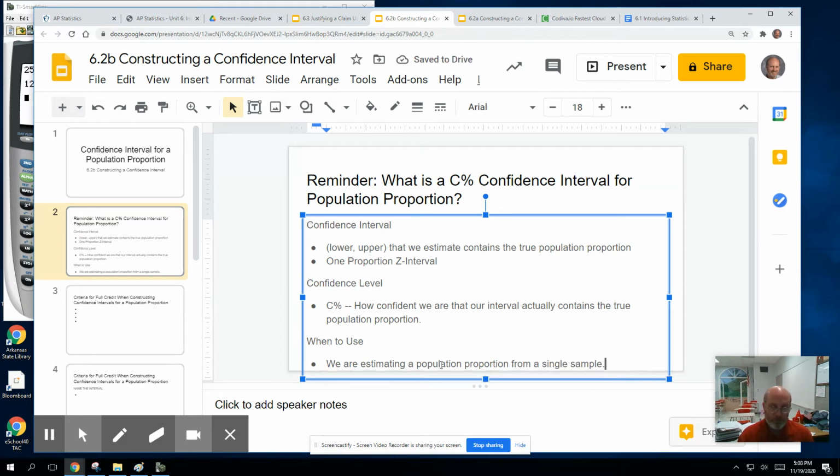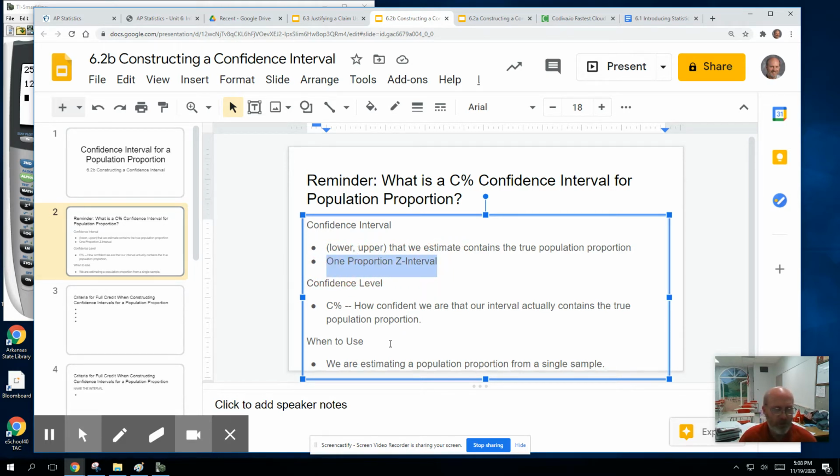If you're working with two population proportions from two different samples, we're going to use a different interval. Right now, we're talking about one sample population proportion. That's what we're trying to estimate, a population proportion for some characteristic in the population. And we're going to do this with one sample. We're going to use a one proportion Z interval.